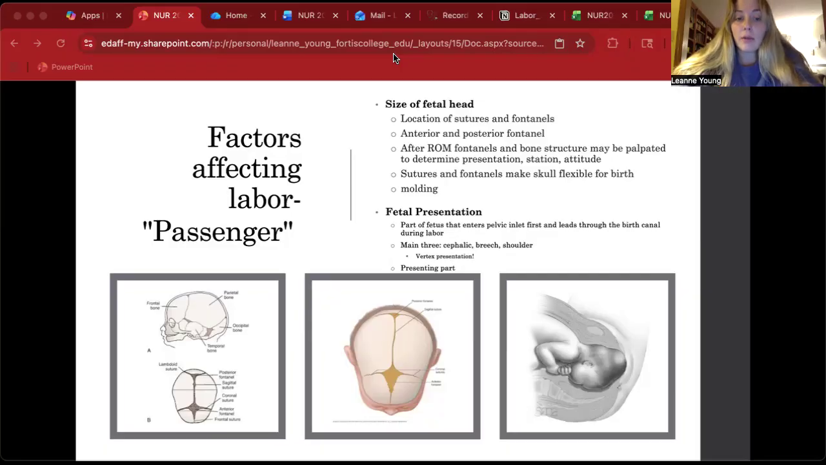So we are able as nurses, and let me tell you, it's not going to happen the first time you perform a cervical exam, maybe not the 10th time, but you will get to the point where you're comfortable enough where you can feel where that anterior fontanelle is or the posterior fontanelle and determine if that baby is in a good and favorable position for birth.